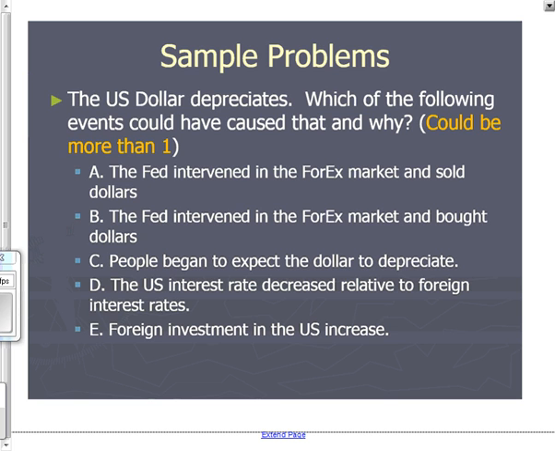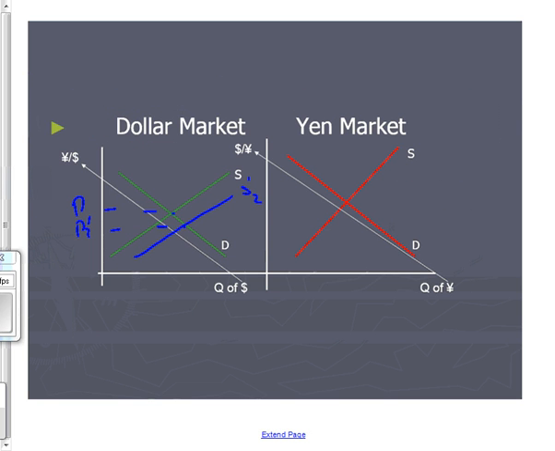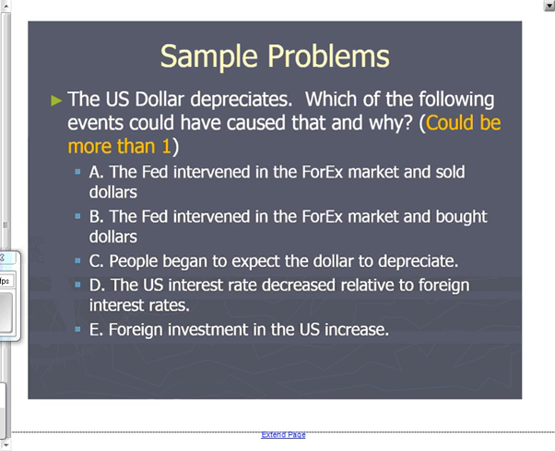B: the Fed intervened in the foreign exchange market and bought dollars. But that's not the case here, because the dollar increases in value if the Fed buys more. Price one, price two. So B would not be a reason why the dollar depreciated.